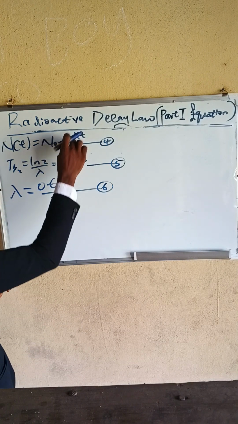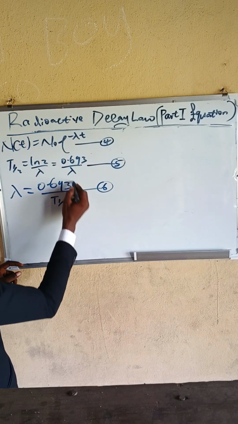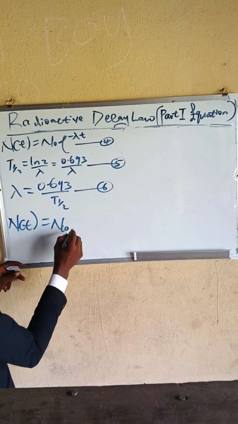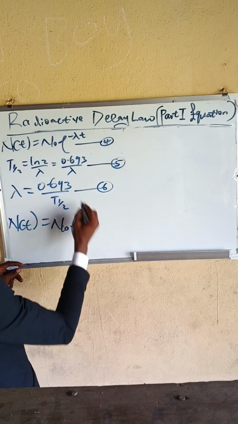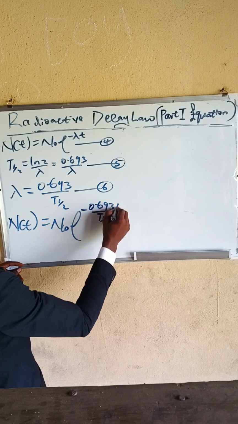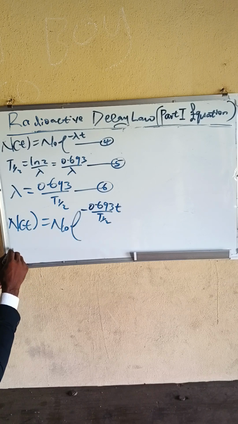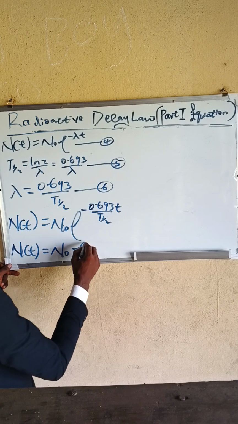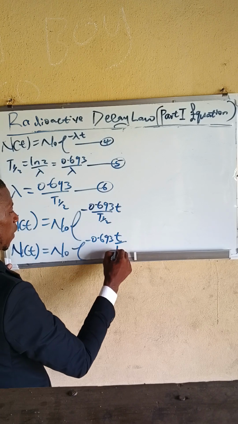Substitute this equation into this. Meaning that wherever you see the decay constant here, you put the whole of this. If I do that, I will have N naught exponential negative, instead of the decay constant, 0.693 over t half, times t. This equation can also be modified in this form. N of t will give you N naught exponential negative 0.693 t over t half.